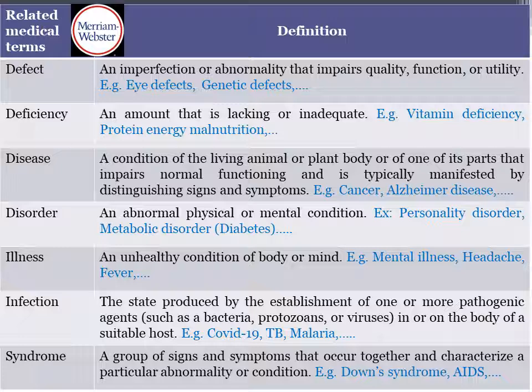Next is deficiency. Deficiency means when the amount of a substance is lacking or inadequate. The term deficiency is used in relation to food, and your doctor might tell you that you have protein energy malnutrition. You must have seen those kids in Somalia, where we definitely feel that they are ill, but here the illness is not related to any causative organism. Instead, it is related to their diet.